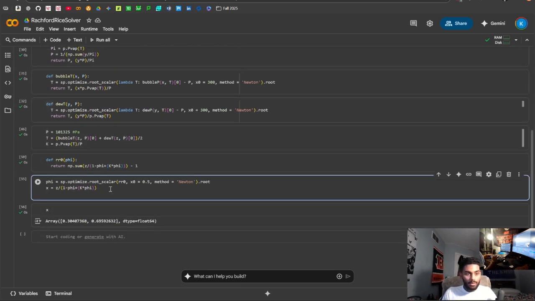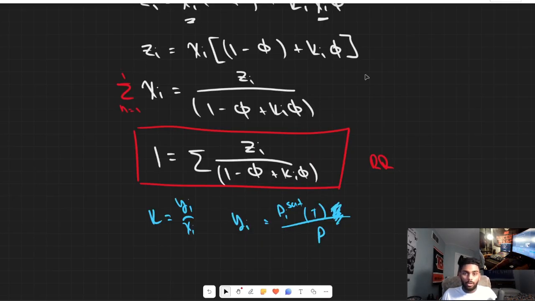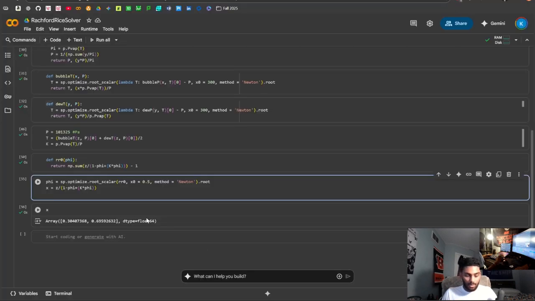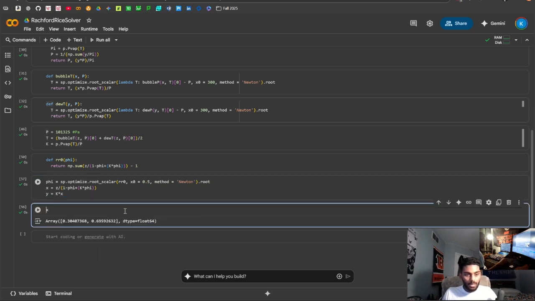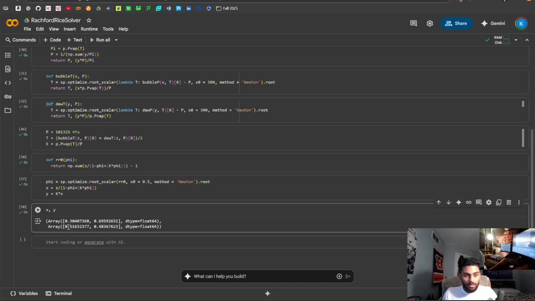And now y, well, instead of maybe going back to our whiteboard, going all the way back up here, and doing these steps again, but instead using xi is equal to yi over ki, simply what we can do is just use this relationship here. yi is equal to ki times xi. So that's exactly what we're going to do. So now y is equal to k times x. And now if you look at these side by side, there we go. So now we have exactly what we need from our flash calculations.